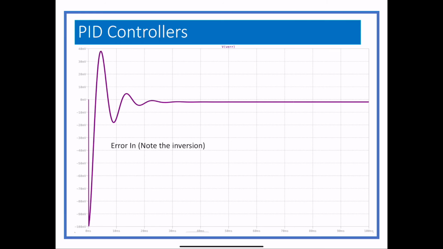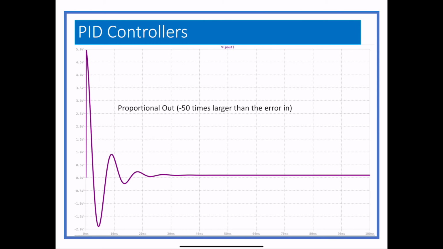So the proportional should look exactly the same, only inverted and 50 times bigger, which it does. It actually goes all the way up to 5 volts and then down. And again, you see within a reasonably short amount of time, it stabilizes. So the proportional part is just making it bigger so that we can see what the error looks like.